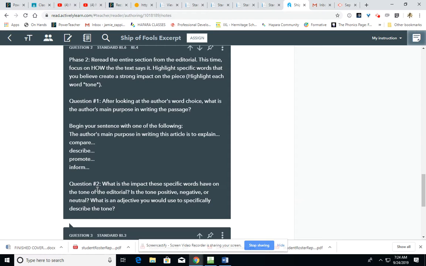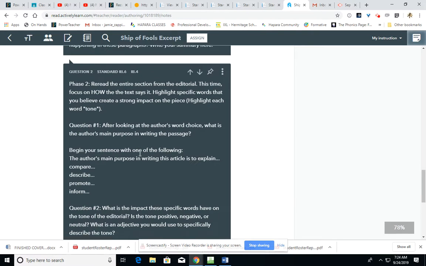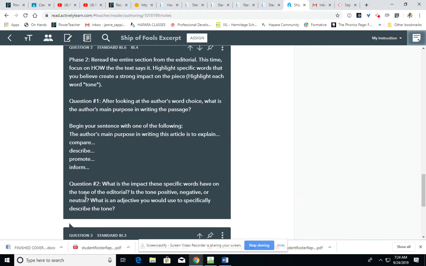Just answer question 2, in the same section. What's the impact of those words you highlighted? How do they affect the attitude that you hear coming off the page of the editorial? Is that tone, is that attitude, positive, negative, or neutral?